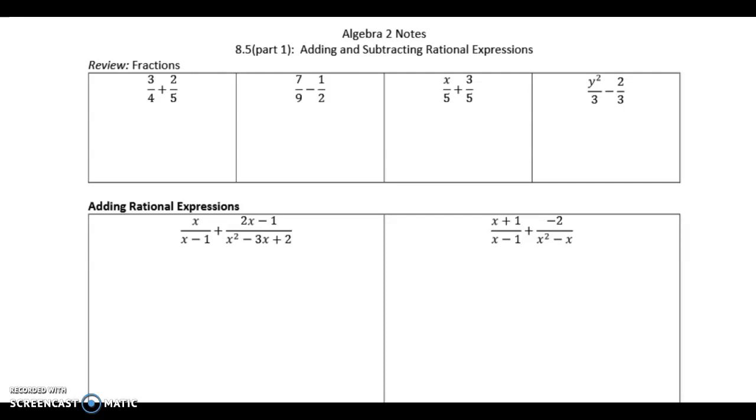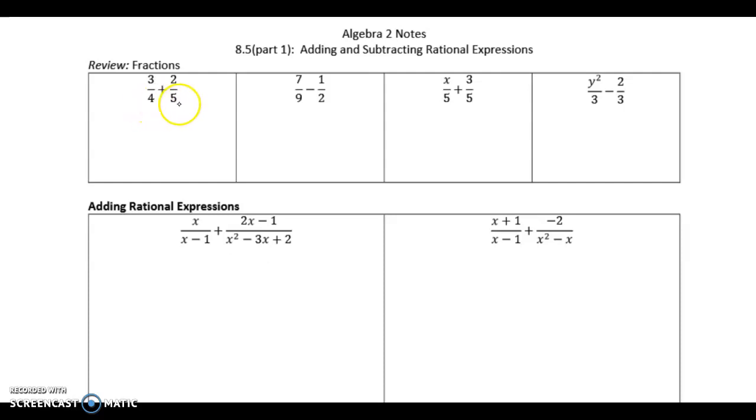Algebra 2 Notes, 8.5 Part 1, Adding and Subtracting Rational Expressions. To help us with this, it's helpful to think about first how we learn to add and subtract fractions in 5th grade. So first thing we need to do is find a common denominator.